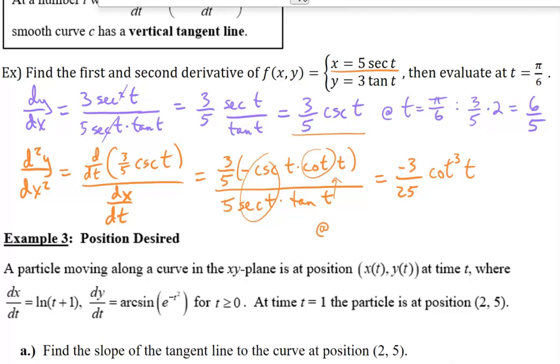Okay, and then we're going to say at t equals pi over 6, that's equal to negative 3/25 times cotangent, well, cotangent cubed. Cotangent of pi over 6 is 1 over tangent of pi over 6, which is 1 over root 3. So root 3 cubed is my answer, or I can simplify that as negative 3 to the 5 halves over 25. Okay, or you could write it as negative 9 root 3 if you wanted to.